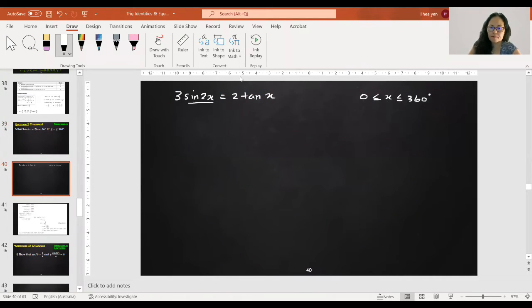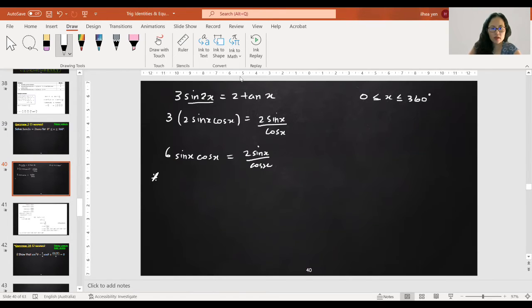So that's okay. I've got 2 different trig ratios, so I'm going to try to make it as simple as possible if I could. Now, the problem here is this is sin 2x, so I don't like that. So I'm going to go to 2 sin x cos x. Okay, that's not too bad. And also, I don't like the tan x, so I'm going to make it into sin x over cos x. Okay, so let's see, 6 sin x cos x equals 2 sin x over cos x.